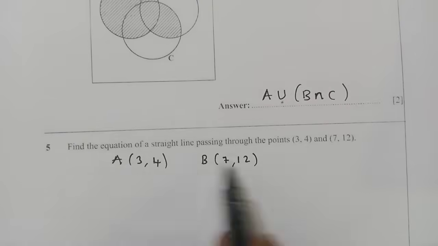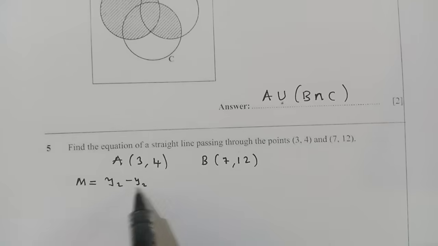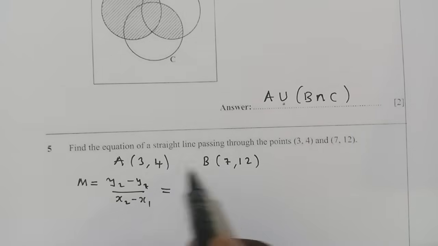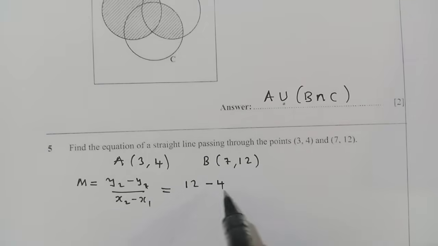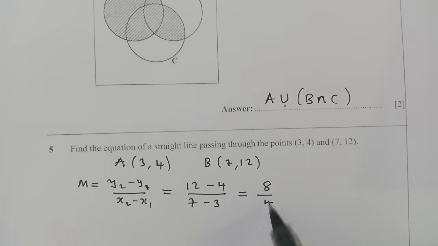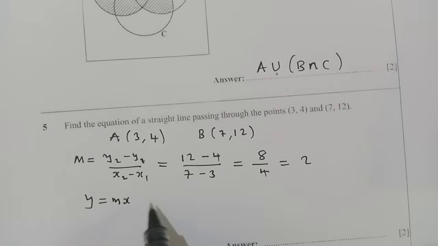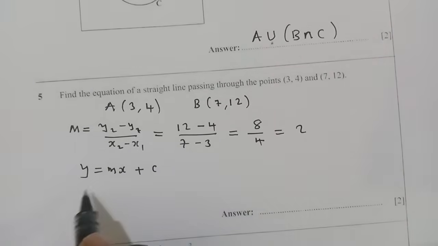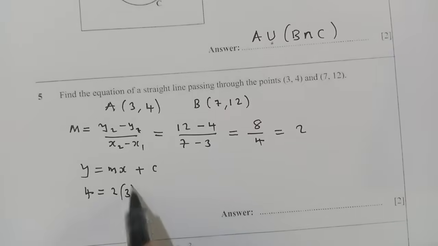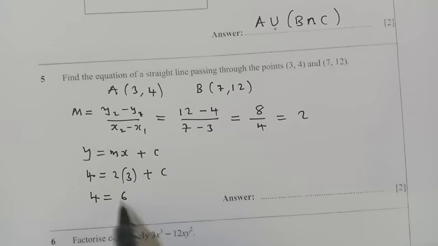So for us to find the equation, we first need to find the gradient. This is a formula for finding a gradient, where we have 12 minus 4 over 7 minus 3, which is equal to 8 over 4, and our gradient will just be equal to 2. So we can now use the formula for finding the equation of a straight line. So we'll put 4 here is equal to the gradient, which is equal to 2, and our x will be 3.